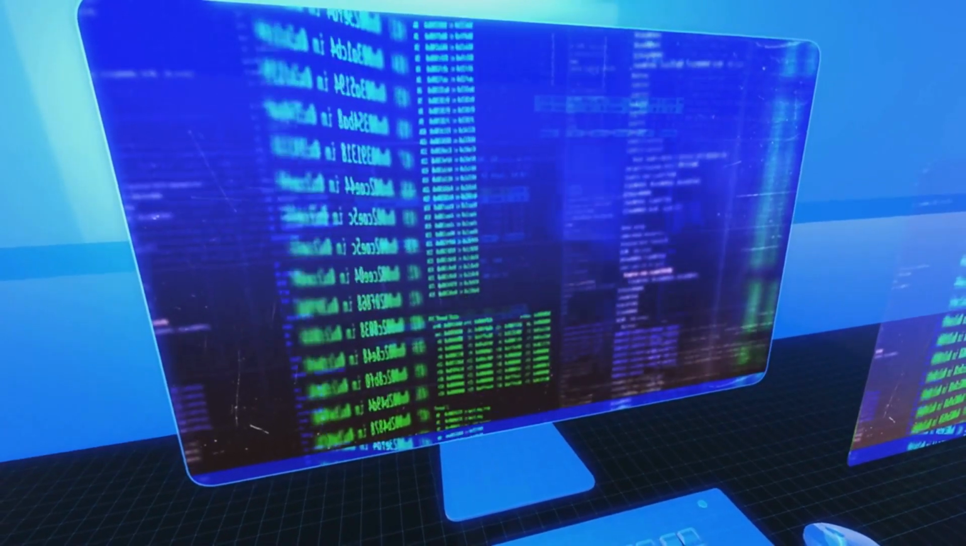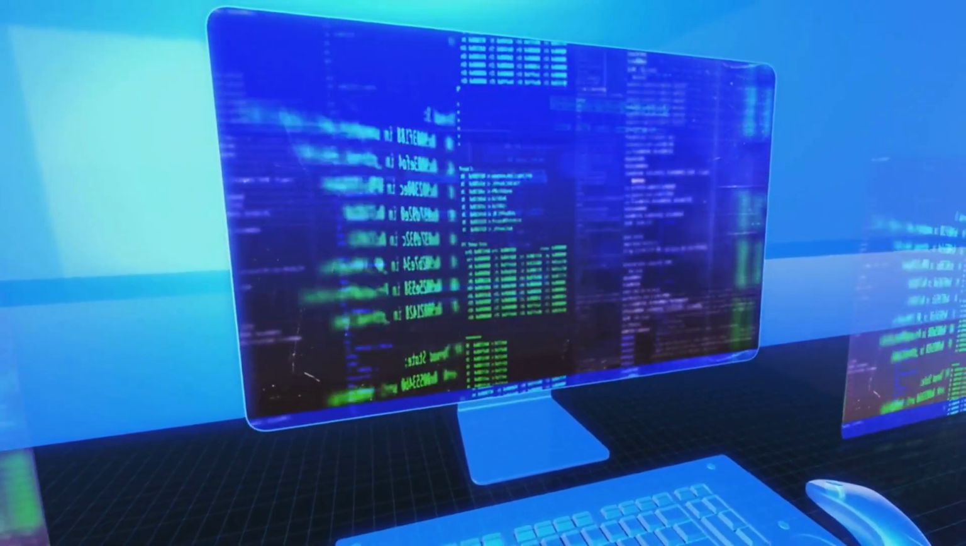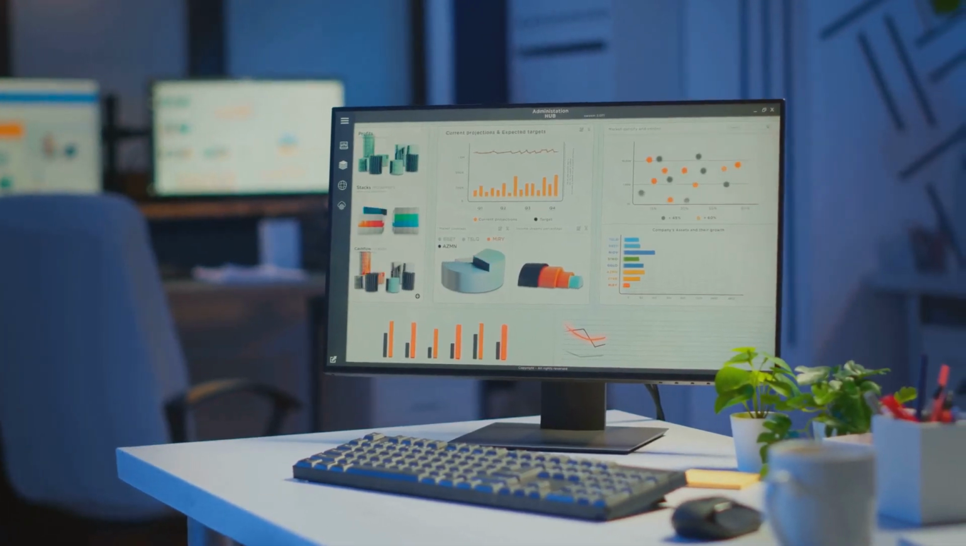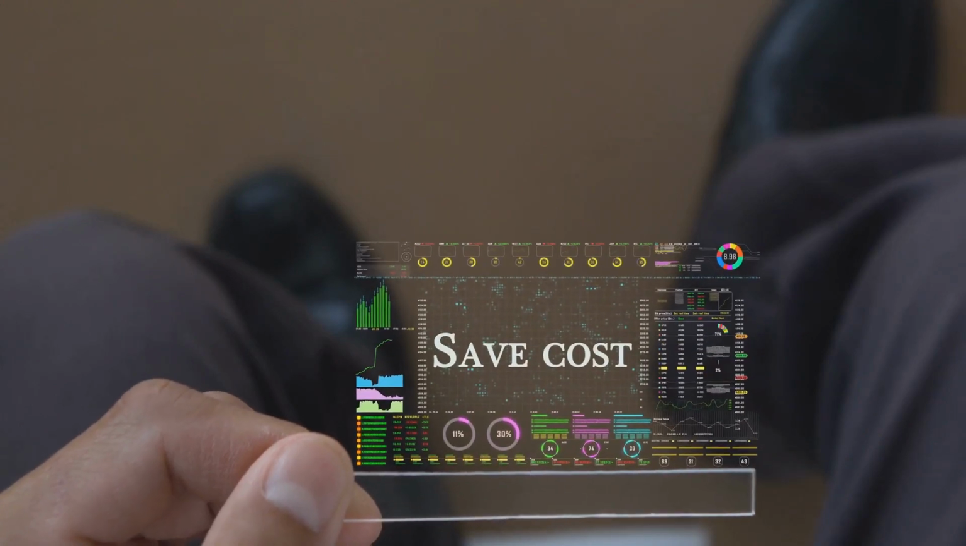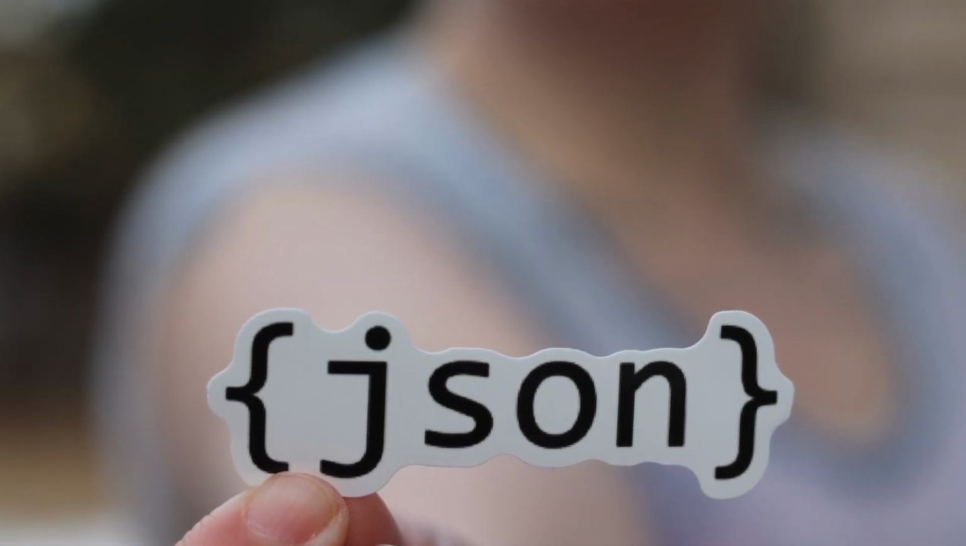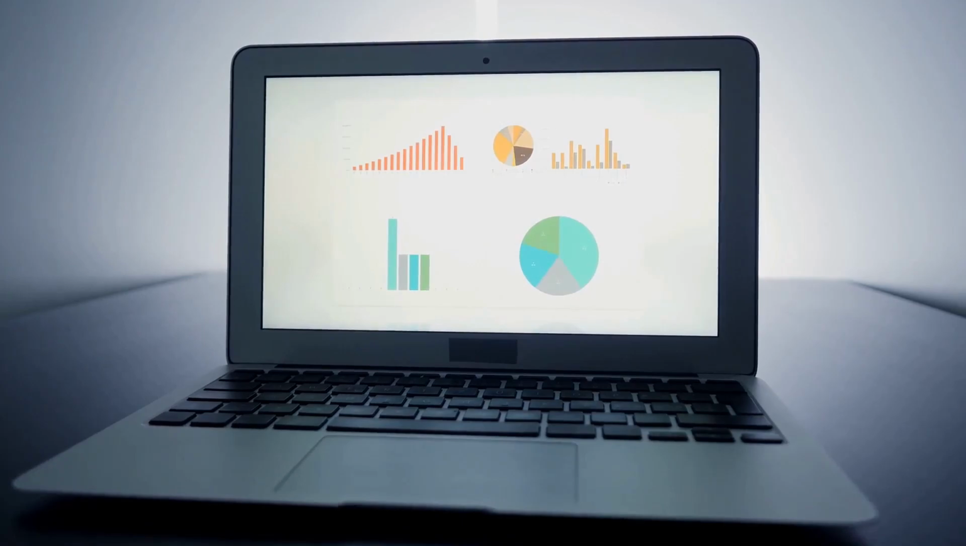FHIR data often comes in a widely used format called JSON. JSON is an acronym that stands for JavaScript Object Notation. It is a very lightweight and efficient format for data interchange between systems. It is specifically designed to be easy for humans to read and understand. It is also straightforward for humans to write when necessary. At the same time, machines find it very easy to parse and generate JSON data.